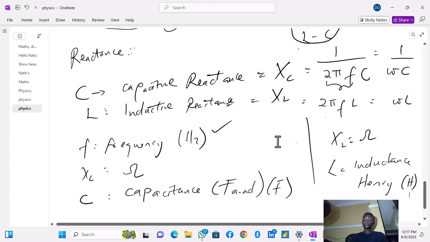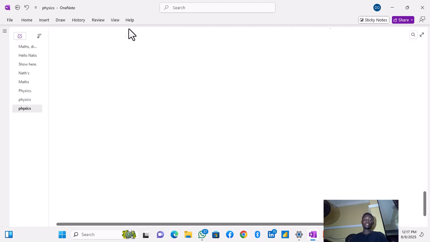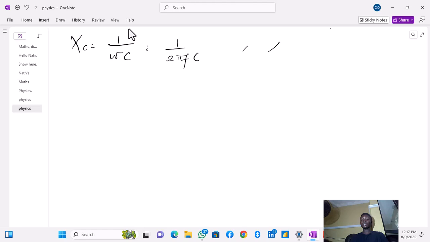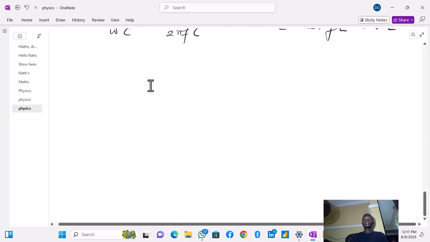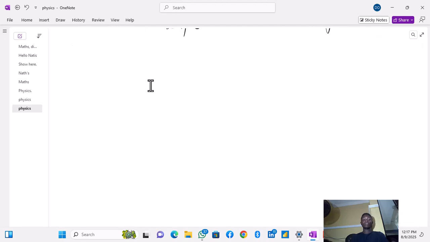Let me quickly write it out again. XC is 1 over omega C, which is 1 over 2 pi FC, and XL is 2 pi FL, which is omega L. It is as simple as that. Now you need to note that there are four types of electrical circuits that I showed earlier.